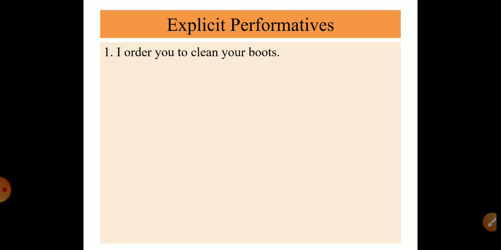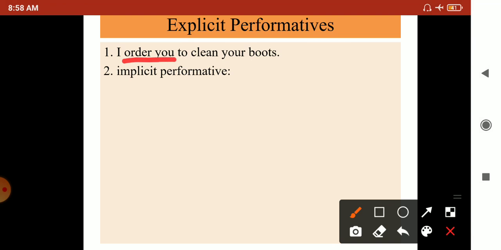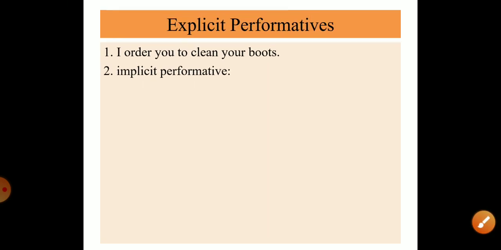Now, see the first example. I order you to clean your boots. Now, in the first sentence, I order you, the direction is already given. The message is clear. So you have to clean my shoes. That is the meaning of the sentence. Implicit performative.